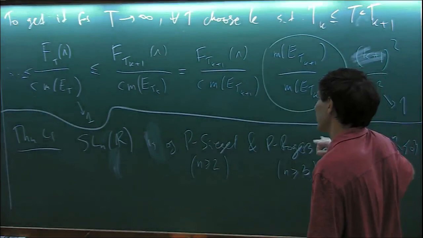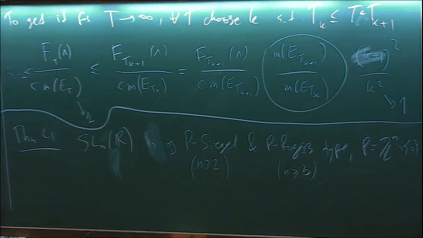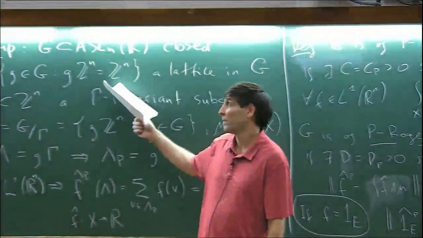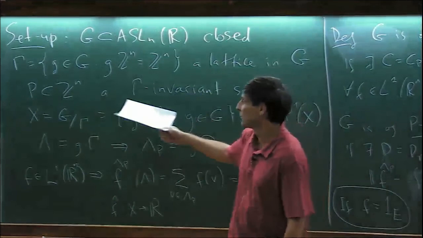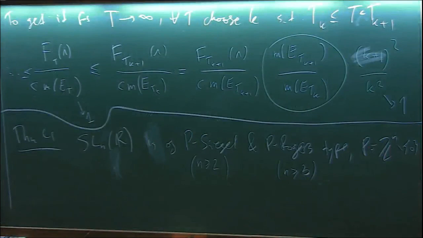Gamma, for my conditions, just pops out right away. You want to study integer points. If you start somewhere else, maybe you get something else, but if you start from integer points, your gamma is just the stabilizer of your lattice here. Okay.